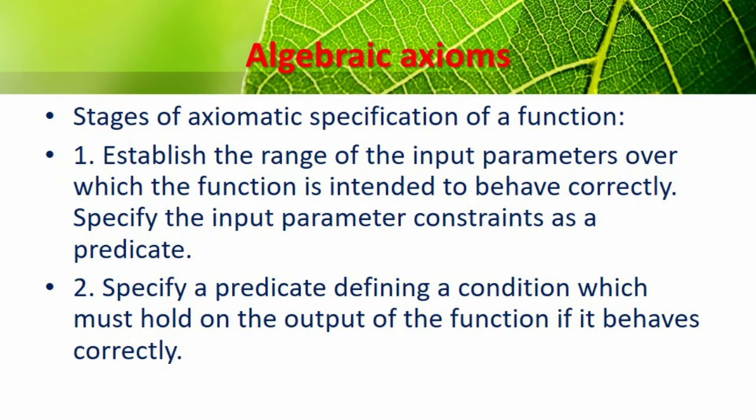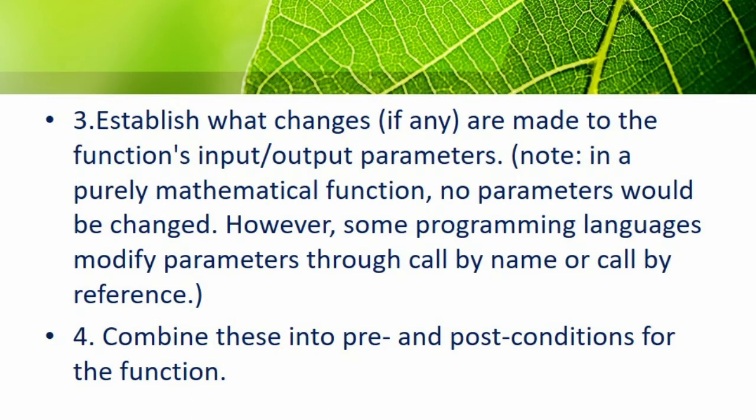Algebraic axioms. Stages of axiomatic specification of a function. First, establish the range of the input parameters over which the function is intended to behave correctly, and specify the input parameter constraints as a predicate. Second, specify a predicate defining a condition which must hold on the output of the function if it behaves correctly. Third, establish what changes are made to the function's input or output parameters. That is, in a purely mathematical function, no parameters would be changed. However, some programming languages modify parameters through call by name or call by reference. Fourth, combine these into pre and post conditions for the function.